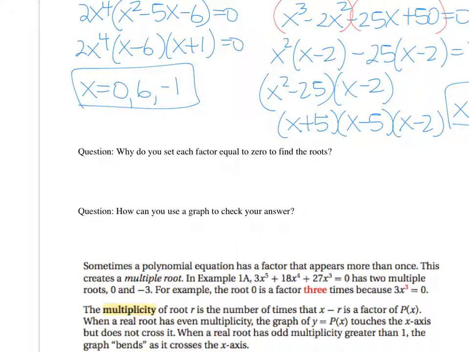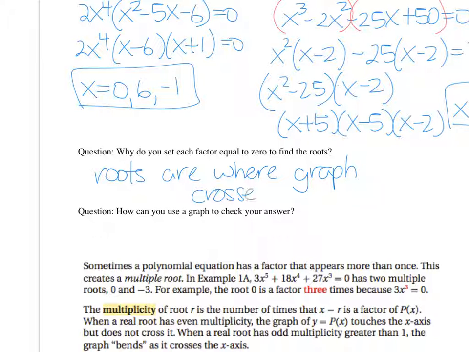Why do you set each factor equal to 0 to find the roots? Roots are where the graph crosses the x-axis. So y equals 0. And that's for both of these questions.